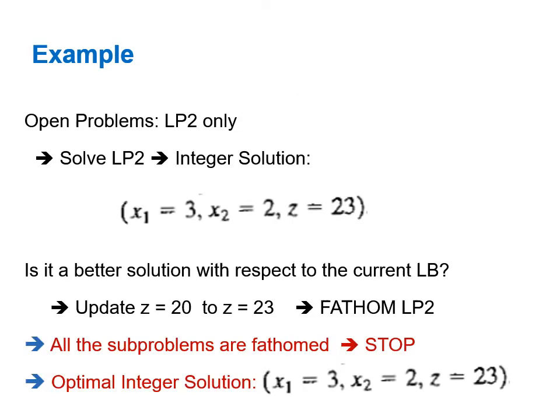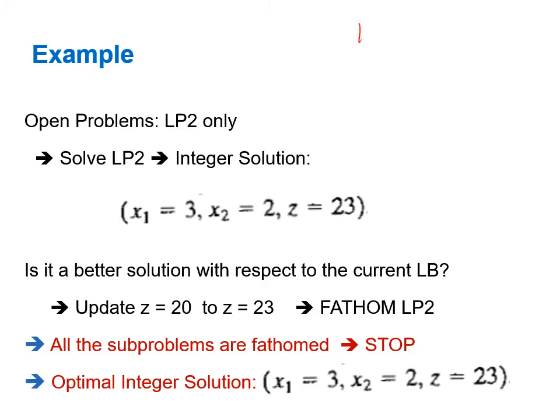After solving LP6, was it LP6? Yes, after solving that LP, we obtained an integer solution, but we cannot say that it is the optimal solution. And there is still one open problem, one open node, which is LP2. And I need to return back to that LP2 and solve that LP.